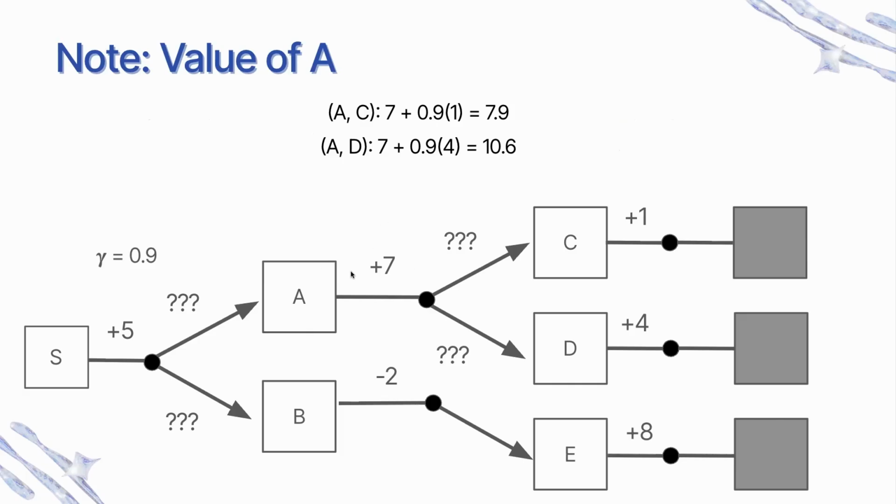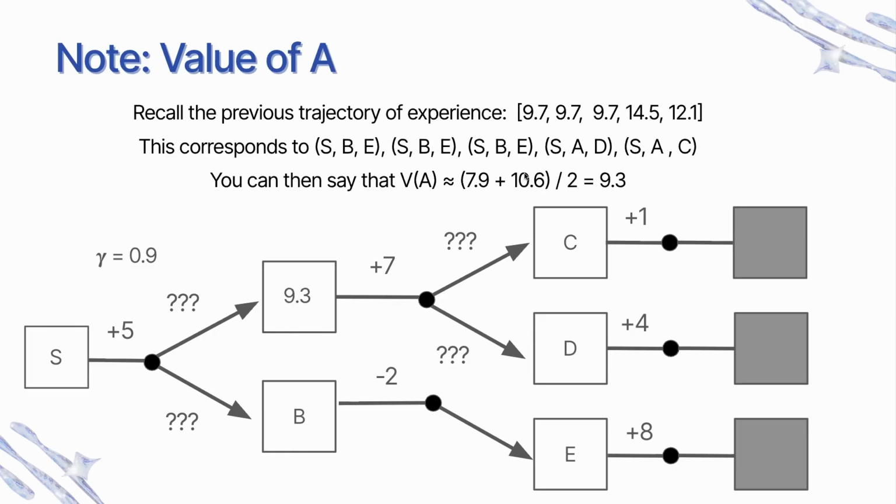And the total discounted return from A to D is 7 plus 0.9 times 4, which is 10.6. Makes sense, right? Just the discounted return from A. And then recall this trajectory of experience here: 5 trajectories, and 3 of these aren't that useful for finding the value of A because they don't pass through A. But for the 2, you once again average it. The value of A, your current estimate, is (7.9 + 10.6) / 2 = 9.3.